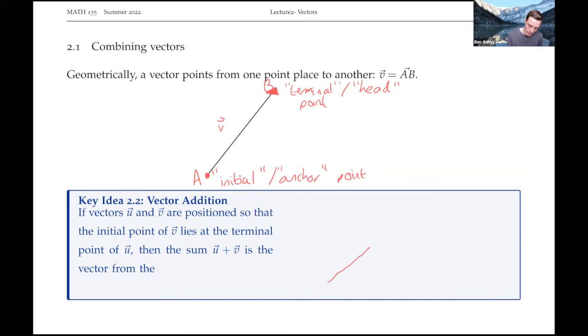So maybe you move 5 steps northeast, we got vector u, and then let's put it in a different color. Suppose then you move however many steps I said, say 4 steps west. Let's call it our vector v. Then our net movement is going to be given by this vector w.